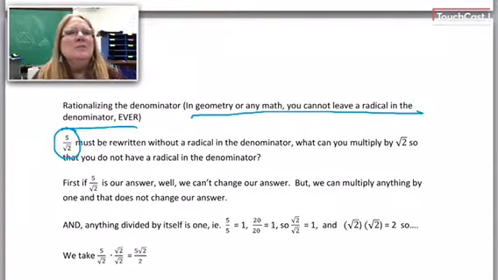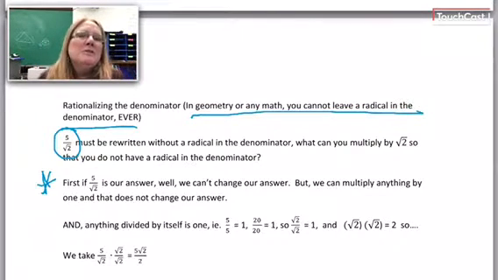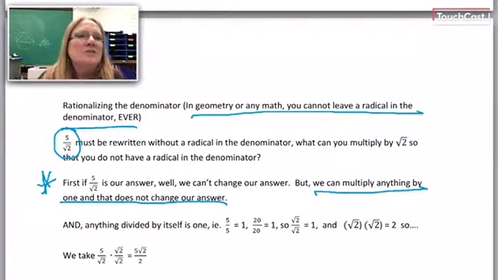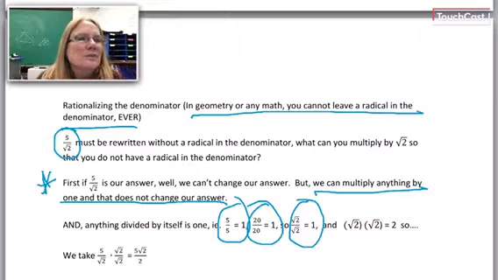Well, the first thing to remember is that if 5 divided by the square root of 2 is our correct answer, we can't change our answer. So what do we do? Well, you can multiply anything by 1, and that doesn't change your answer. Now think about anything divided by itself is 1. 5 divided by 5 is 1. 20 divided by 20 is 1. So the square root of 2 divided by the square root of 2 is 1. So anything divided by itself is 1.